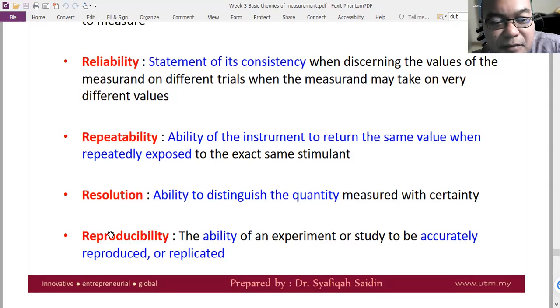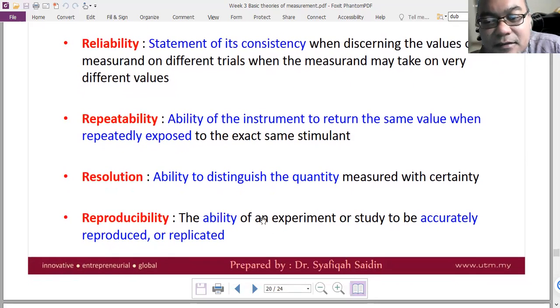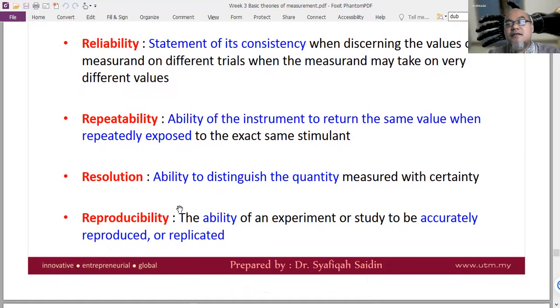Reproducibility is similar to repeatability. In reproducibility, it is the ability of an experiment or study to be accurately reproduced or replicated. So in reproducibility, the experiment itself does not have to be done by the same person. When the experiment or instrument is used by other people, with the same stimulus, it should give the same value of measurement, or the same result. This is reproducibility. That's why a scientific finding usually has to be reproducible. What does it mean?